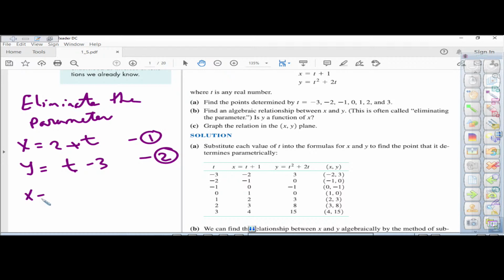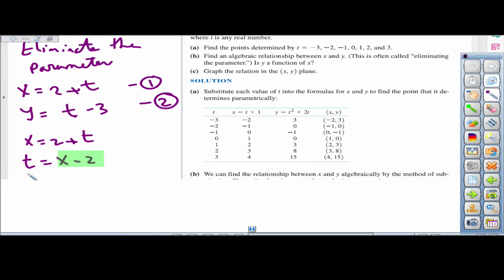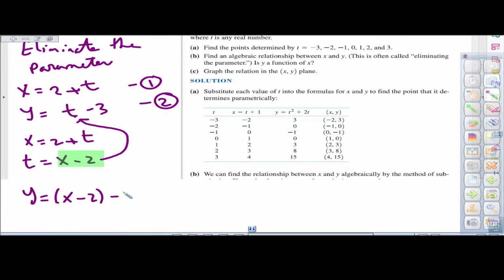I'm going to say x equals 2 plus t. If you want to isolate the t by itself, then you've got to subtract 2. So basically t equals x minus 2. I'm going to call this my t box. I have an x box, now I have a t box. I'm going to take the t box and plug it in whenever I see a t in my other equation. So that's going to be y equals x minus 2 minus 3.